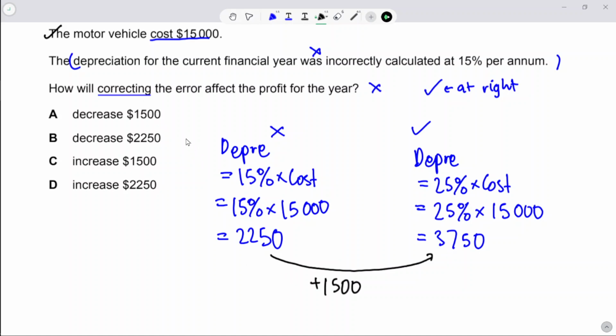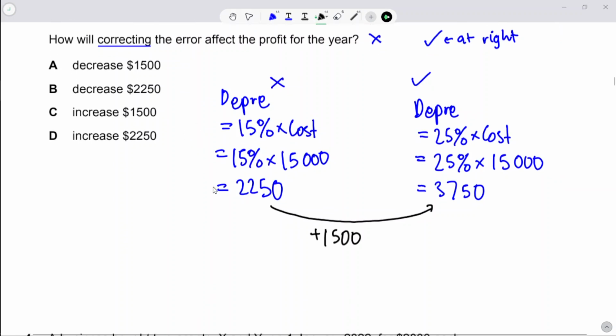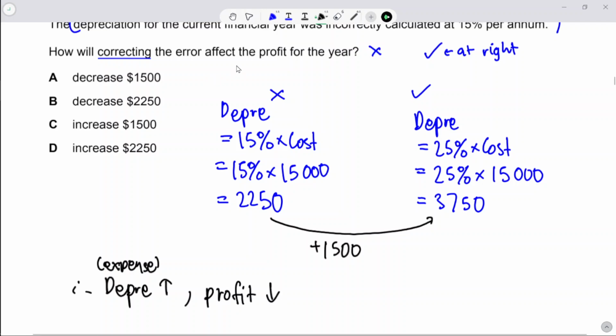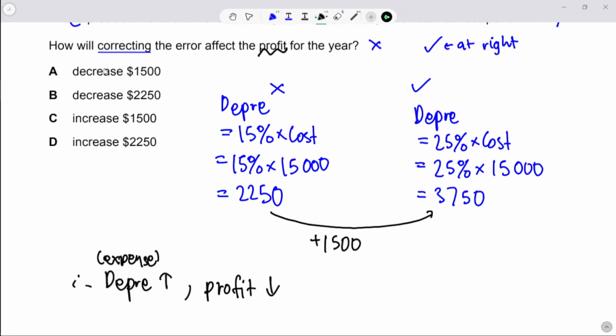Okay. So the effect will be this depreciation increase. Depreciation is an expense. So expense increase, so the profit will decrease. Say profit will decrease by 1500.